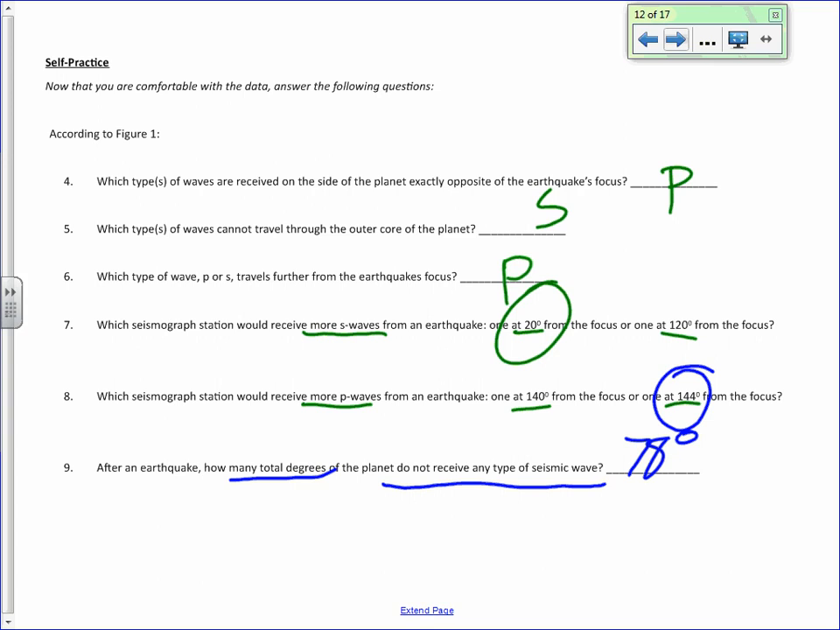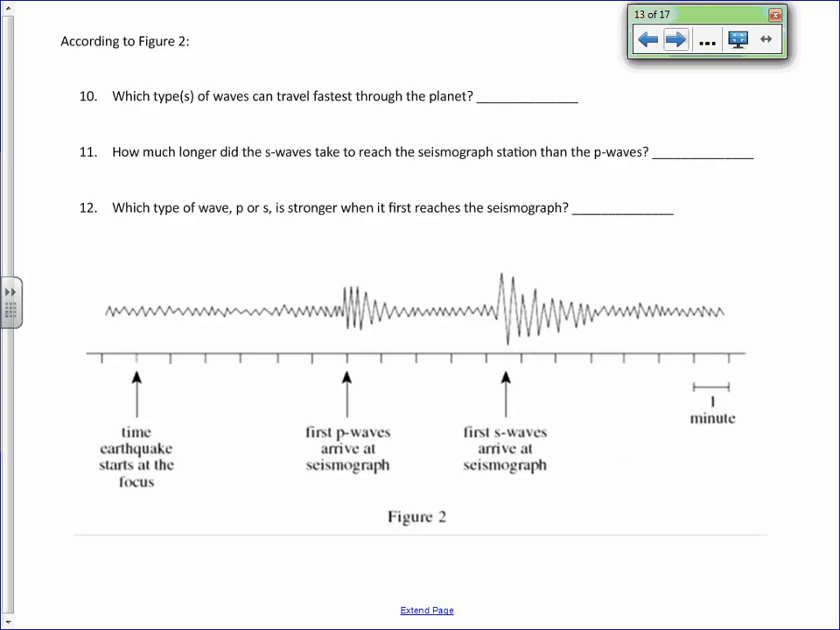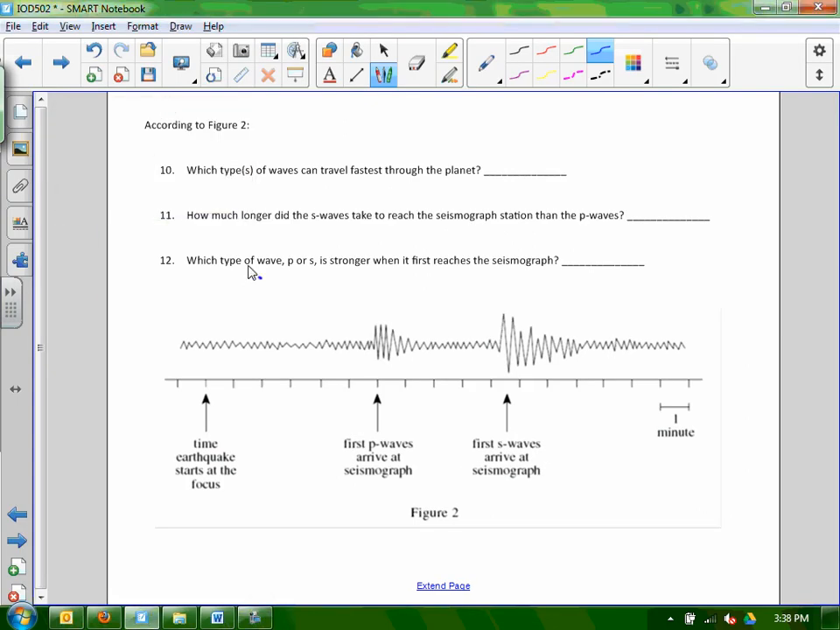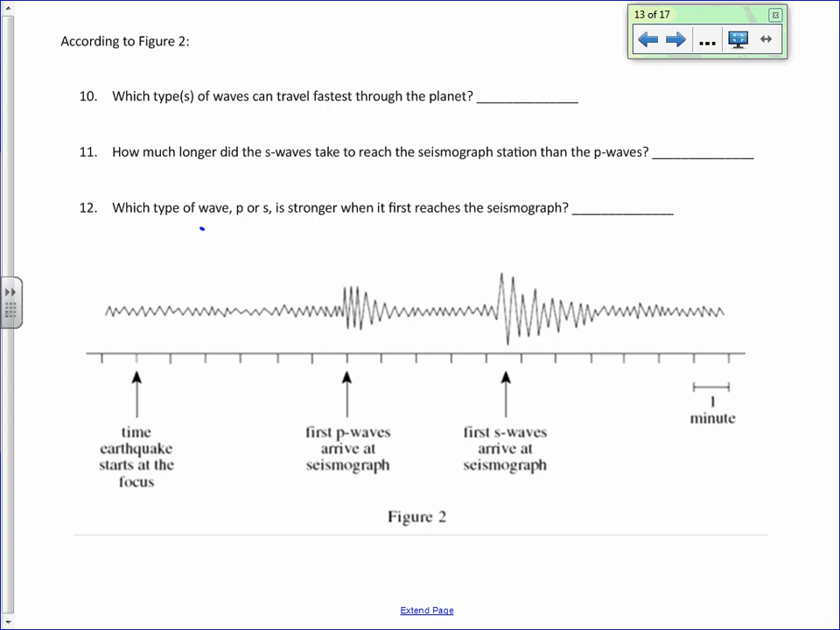All right, now we're going to answer questions 10, 11, and 12 based on Figure 2. If you're watching this video at home, you want to pause at this point and answer questions 10, 11, and 12. Don't push play until you're ready to go through the answers. All right, at this point, if you are pressing play, you are ready to go through the answers for questions 10, 11, and 12. Let's first get started with question 10.